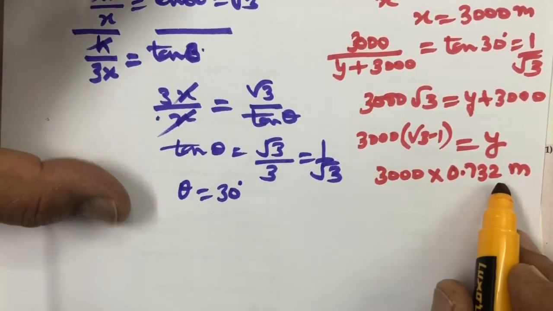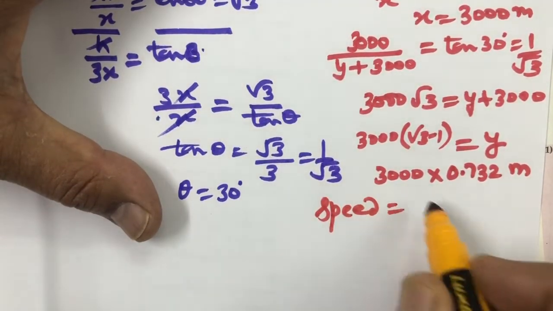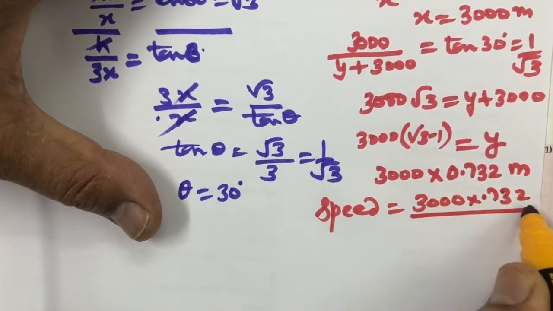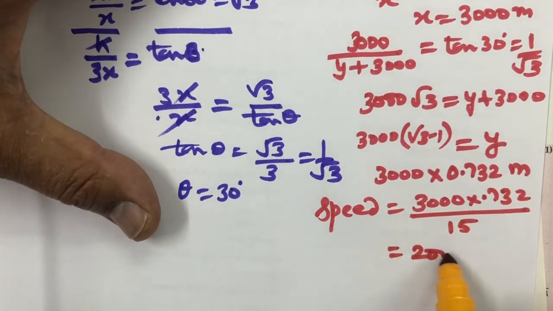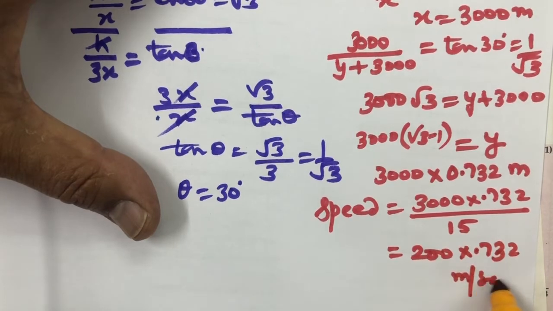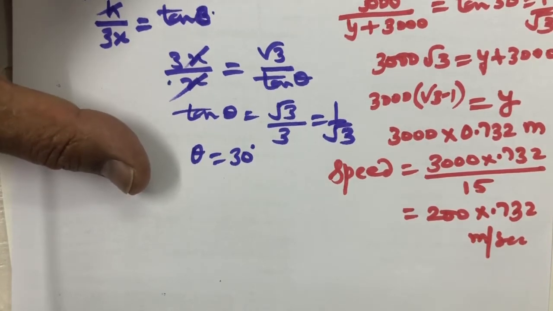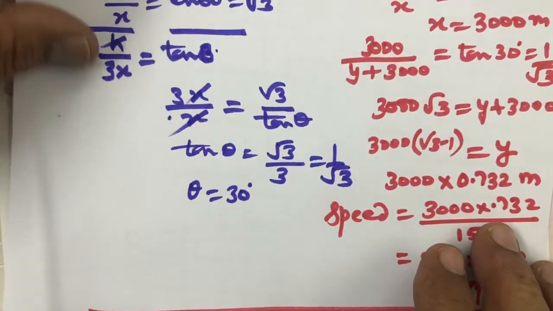Now this distance is traveled in 15 seconds. So you know speed equals distance divided by time, in meters per second. If you solve it, what we'll get is 200 into 0.732 meters per second. You can solve the calculation very easily and find the final answer, the speed of the aeroplane in meters per second. Correct. Now the next sum.